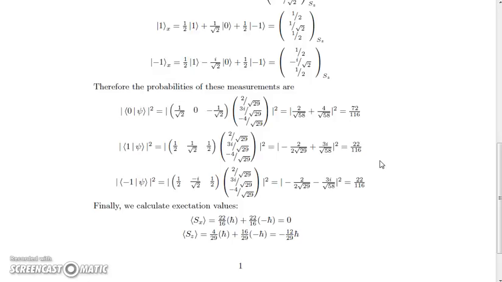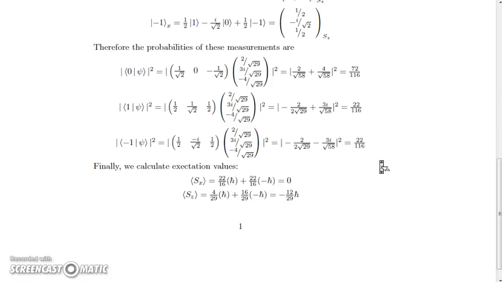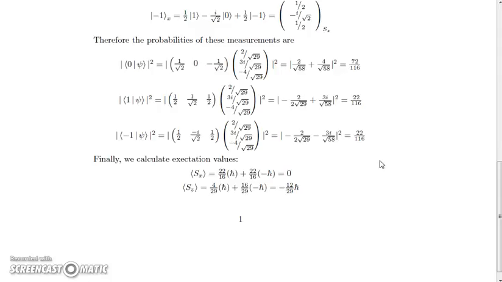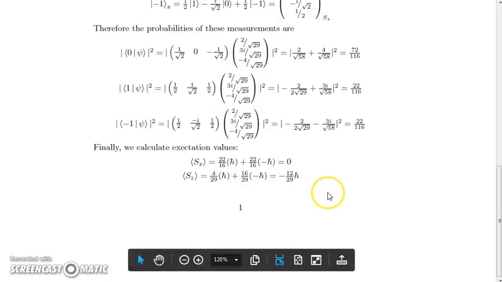And then finally they want us to calculate the expectation values. Basically, an expectation value is the mean value of all the measurements in the limit as the number of measurements goes to infinity. So essentially that amounts to summing the probability of each state weighted by what their measurement outcome would be. And then that's what we get. So yeah, that's all I got for the standard.